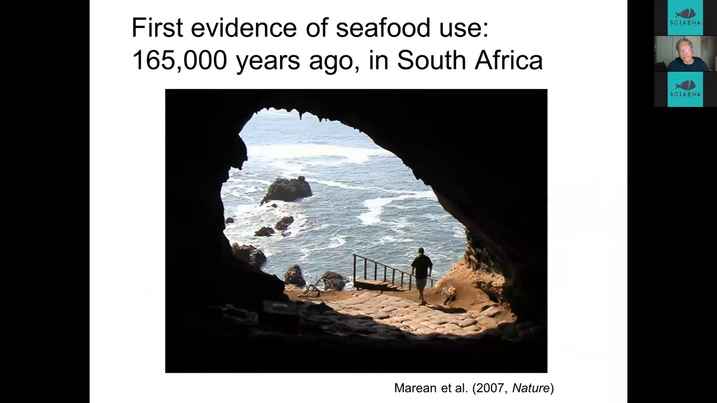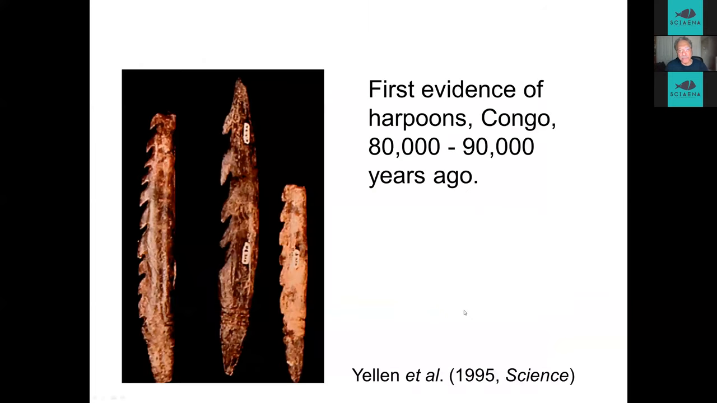The first evidence of seafood use was 165,000 years ago in South Africa. Obviously, we used the sea earlier, but there we have a first use documented in archaeological residues, including the shells of abalone that were used for pigments. Pigments were used for painting the face, for example, and that is an indication of symbolic thinking.